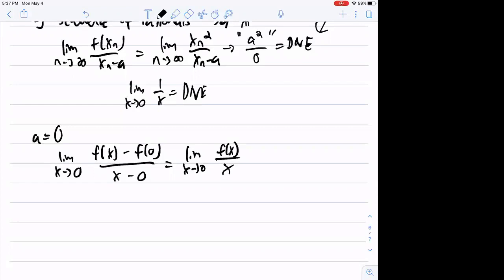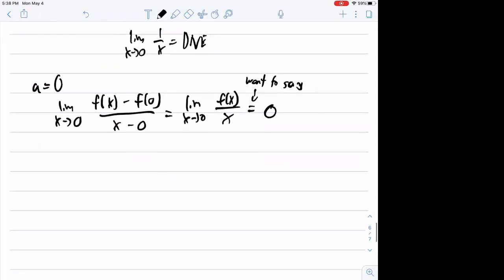But to show a limit exists, we need to show it for all sequences, right? So that is a big issue. So instead, we want to say this thing's 0, right? We hope so. Let's show it, right? Instead of sequences, let's use the epsilon-delta definition.